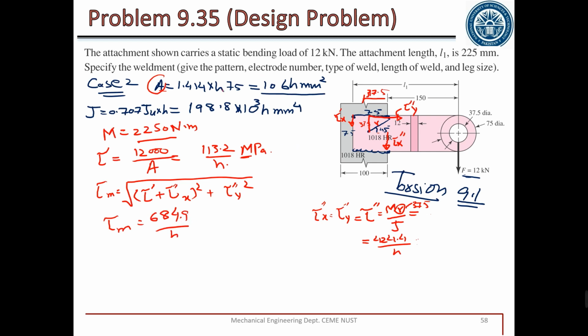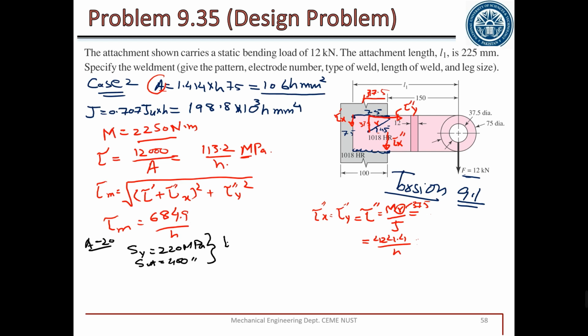Allowable stress, what else is given? Material is given. So we have knowledge of the material, 1018 hot rolled, 1018 hard. Both the materials are made of 1018 hot rolled steel. So check the value of 1018 hot rolled steel from table A-20. The value of S yield is equal to 220 and S ultimate is equal to 400.